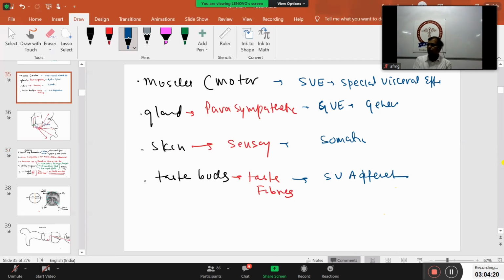Which type of fiber is what? Not very important from the ENT point of view. Maybe in anatomy they can ask you, not in ENT, but in case, just keep it in mind. General visceral efferent. You don't have to know this. This is somatic and this is special visceral afferent.